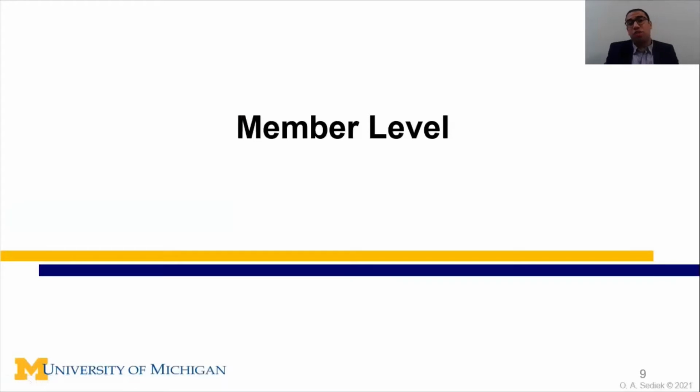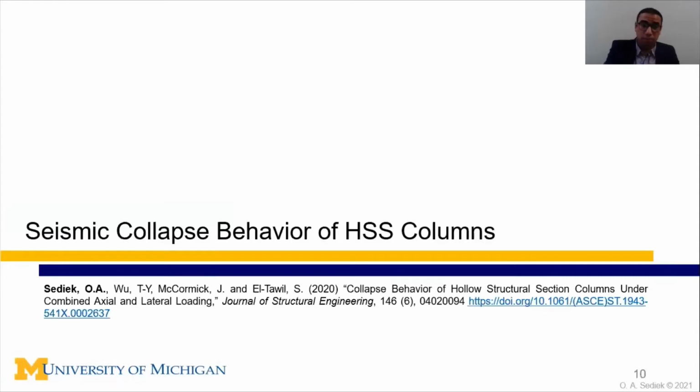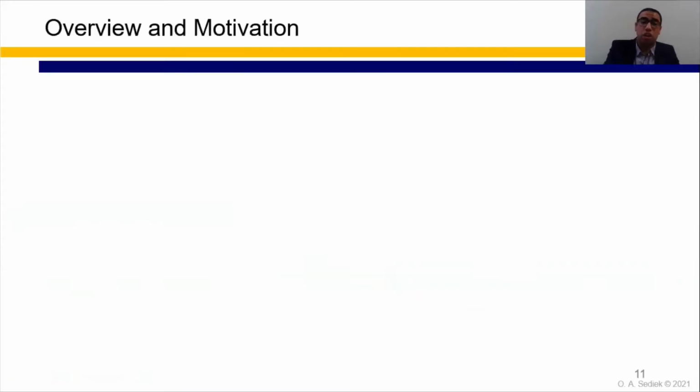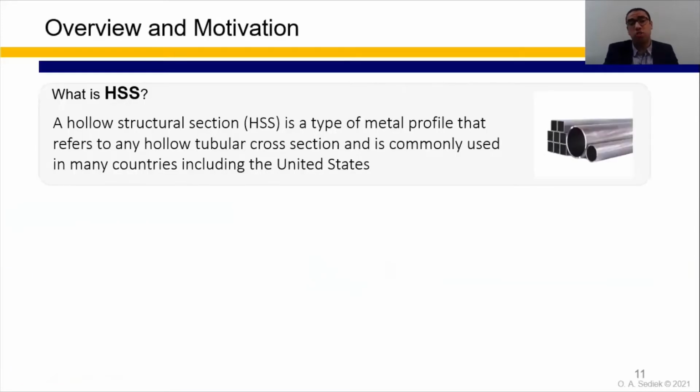So now let's start with the first level, which is the member level. So now we are looking at a single column in a single building only. So here we studied the seismic collapse behavior of HSS columns. So the first question is, what is HSS? HSS is a hollow structural section type of metal profile.